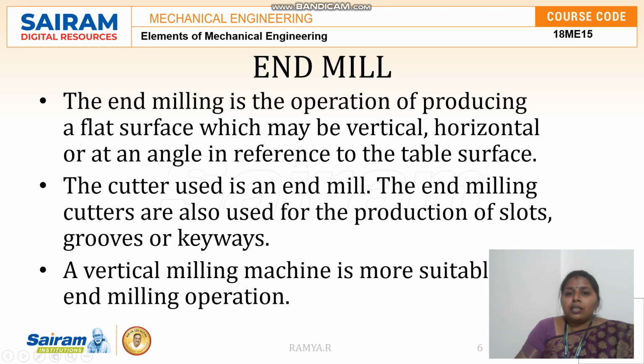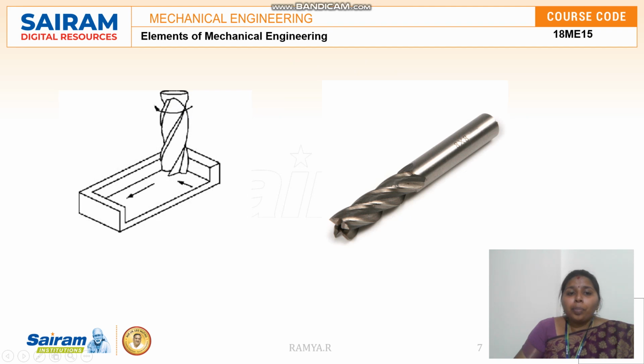The cutter used here is the end mill. End milling cutters are also used for the production of slots, grooves, or keyways. A vertical milling machine is more suitable for end milling. It can be done on other machines, but the most suitable one is the vertical milling machine, where the spindle is in a vertical position. This is how the end milling operation is done, and this is the cutter used for it.